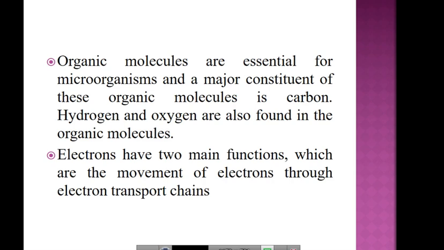Organic molecules are essential for microorganisms, and the major constituent of organic molecules is carbon. So microorganisms synthesize their cell wall, cell membrane and proteins from the organic molecules provided in the media. Hydrogen and oxygen are also found in organic molecules. So the carbon requirement is satisfied through the organic molecules provided in the medium.